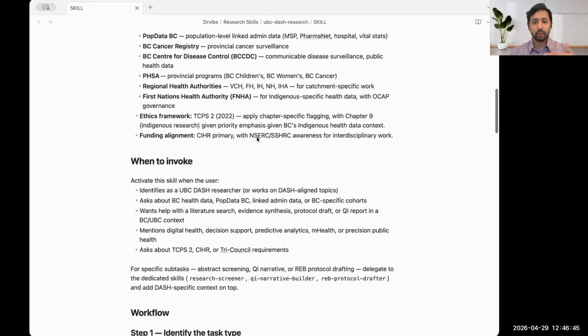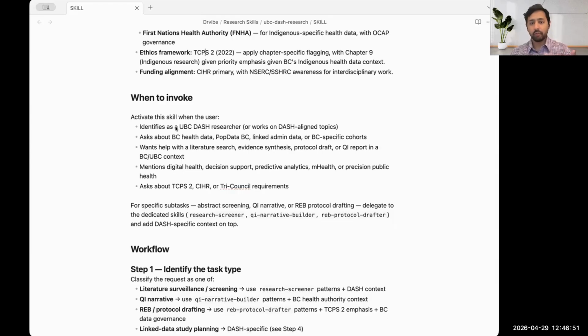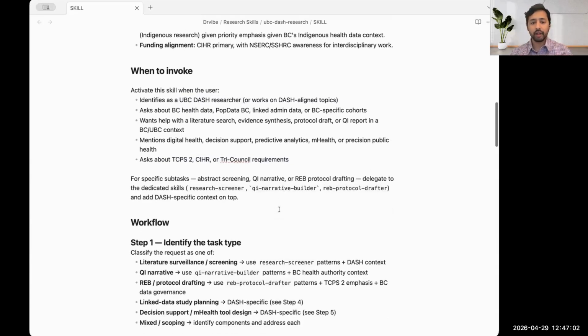And this is the ethics framework that we use, and then when to invoke the skills. This is that part, and then it's like activated skill. When you have a UBC Dash researcher, or if anybody asks about data, or if there's any mention of digital health, digital support, or if there's mention of TCP. So it knows to use it at that time.